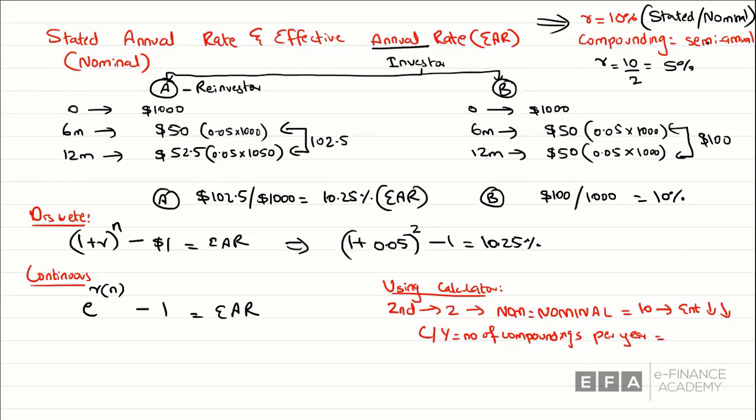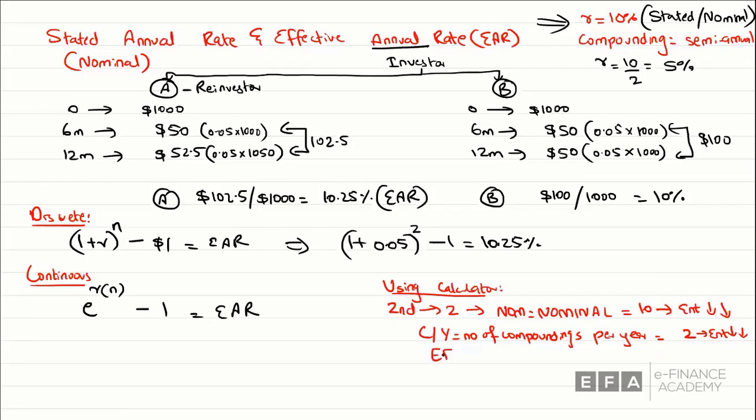So with semi-annual compounding, how many compoundings are there in a year? Of course, 2. And again, not to forget enter. If it was monthly compounding, you would put 12, weekly 52, daily 365, and so on. So we need to press 2 and then enter. We'll go down twice again back to effective.